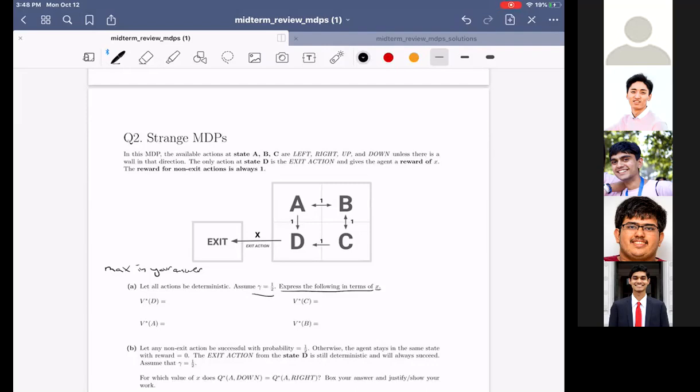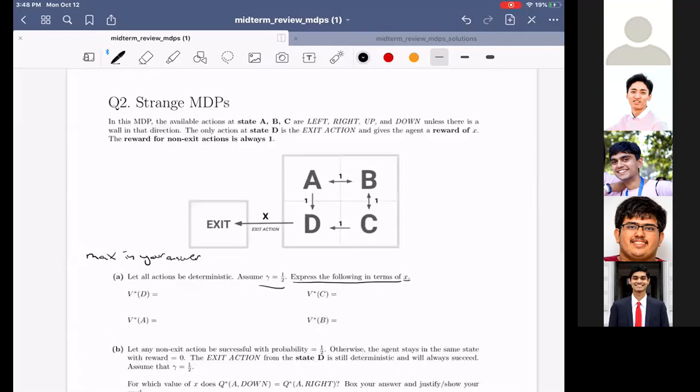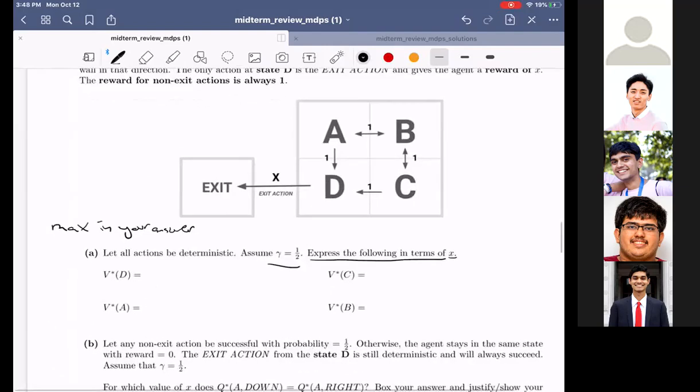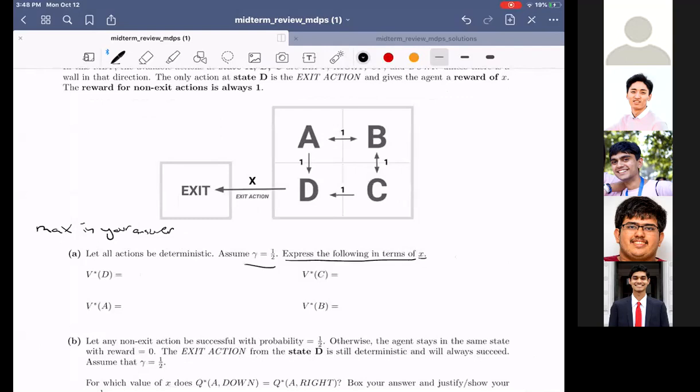So let's start with just the optimal value of D. Can someone tell me the optimal value of D? X. Yeah, that's right. So from D, you only have one action. You take that action, get the reward of X, and then you're in a terminal state, so no more future rewards. Perfect. Anyone have ideas for any of the other ones?